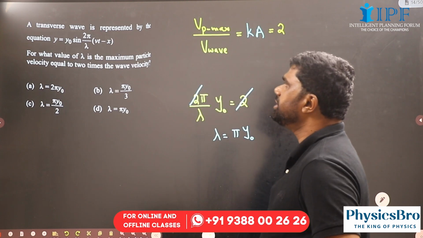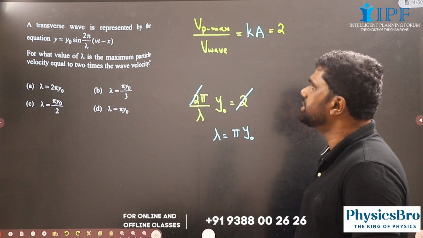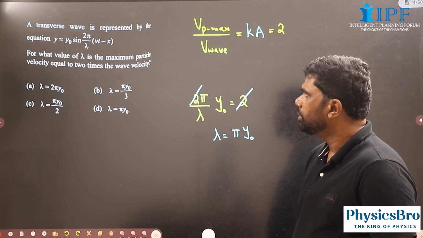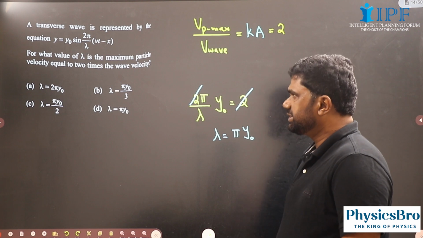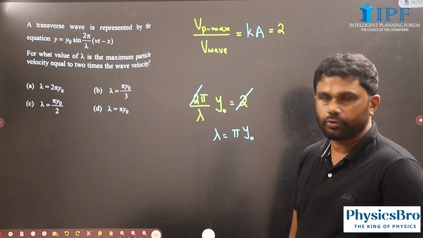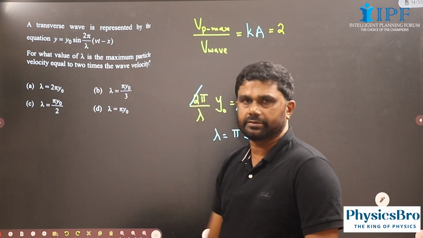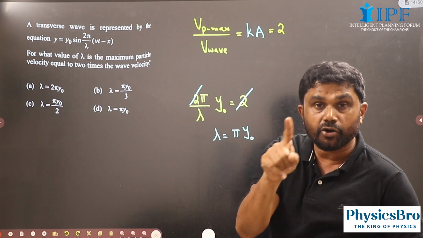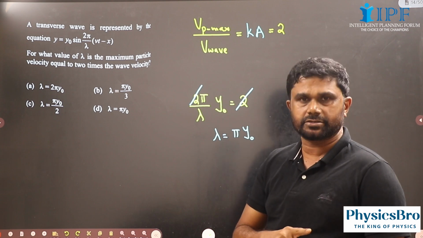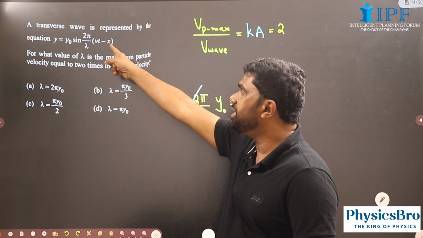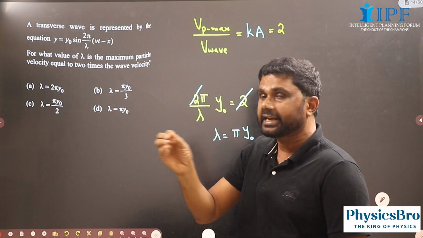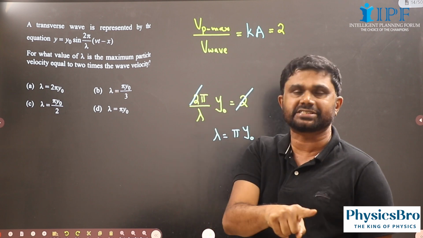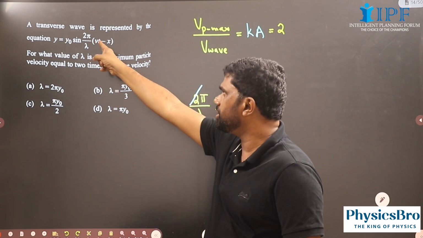See, a transverse wave is represented by y equals y0 sine 2 pi by lambda, then vt minus x. This is actually vt, velocity into time. Children, only similar quantities can be subtracted and added. This x being a distance can be subtracted only from another distance. So this must be velocity into time.